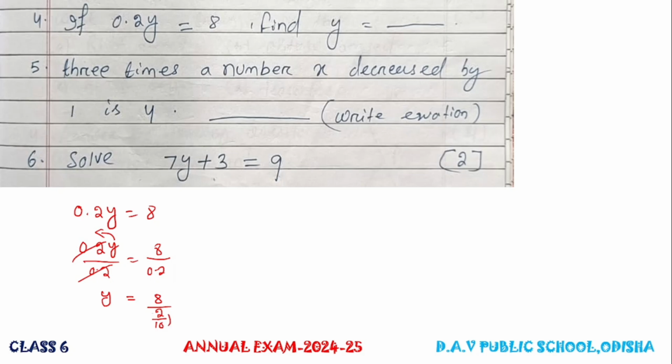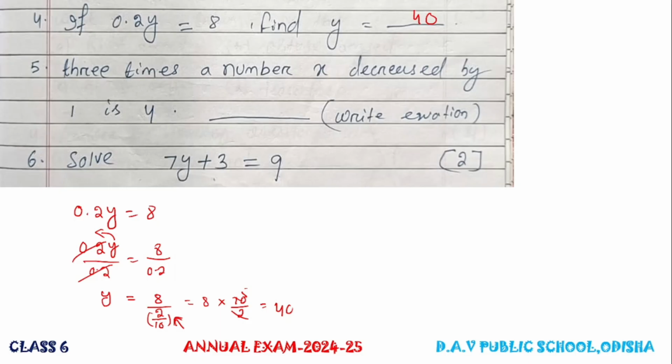Yes or no? Now we can write 8 into 10 by 2, because when two fractions are divided, we convert it into multiplication, and the denominator fraction must be reciprocal, means 8 into 10 by 2. So the answer is 40, because 2 fives are 10, 8 fives are 40. So y equal to 40. Clear? Now next question, question number 5.